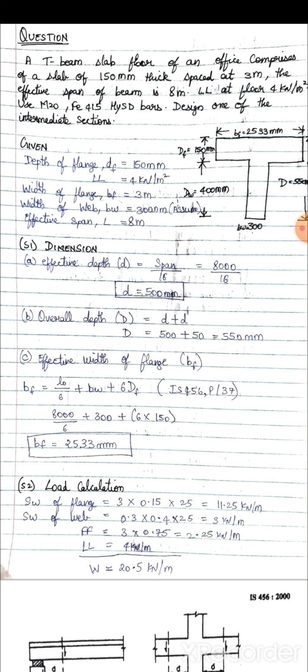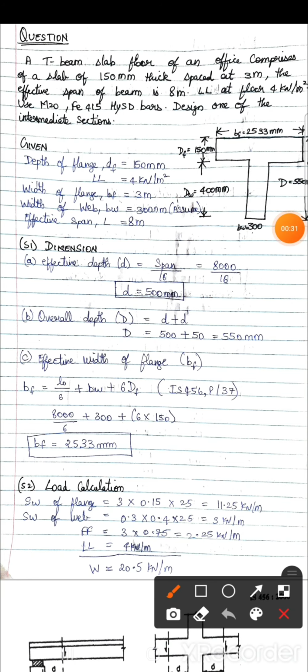So given data is depth of flange 150 mm, live load is 4 kN per meter square, breadth of flange is 3 meter, width of web is assumed as 300 mm and effective span is 8 meter. These are all data marked in this diagram. Depth of flange, breadth of flange, depth of web, breadth of web, and this is overall web depth.